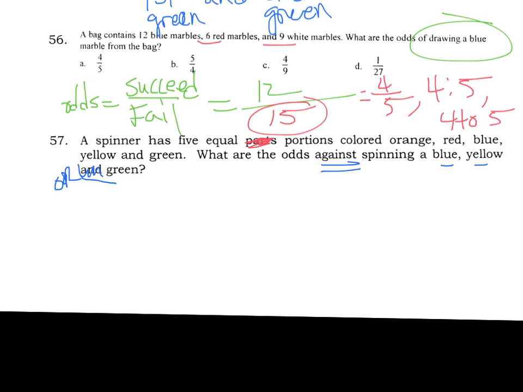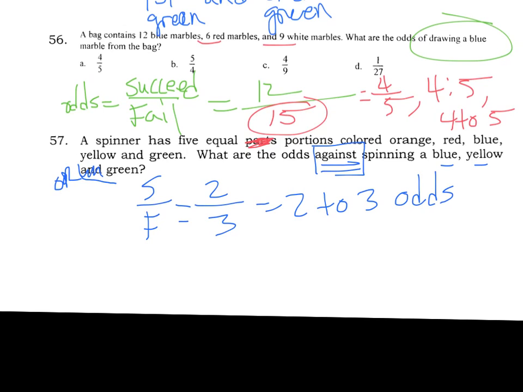And the odds against, you can think of this a couple ways, but the way I think of this, if I don't want to spin a blue or a yellow, that means I do want to spin an orange or a red, which are the other two colors. Well, again, it's success over failures, and if orange and red are success, because those are not blue, yellow, or green, there are 2 ways to succeed and 3 ways to fail, which gives me 2 to 3 odds. Again, this question's worded a little vague, so hopefully that interpretation is exactly what we need.